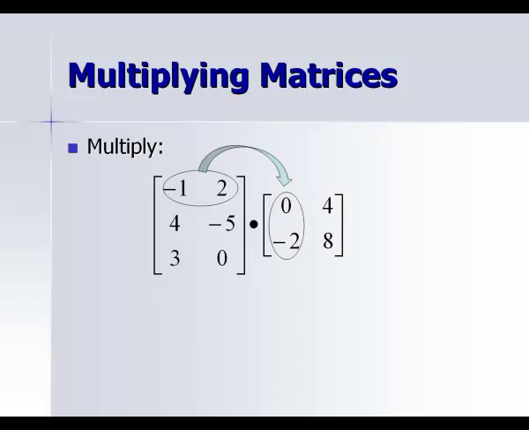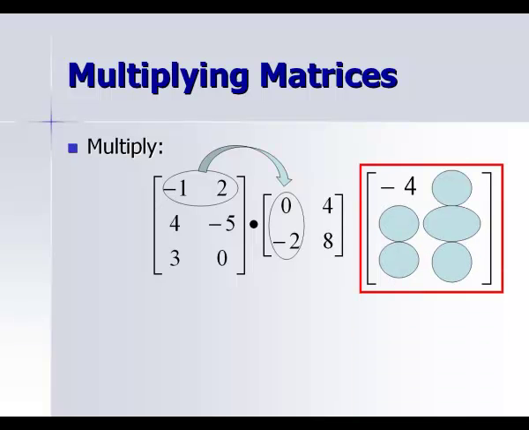We do row by column. The first row multiplied by the first column would go in the first spot of our answer matrix. -1 times 0 is 0. 2 times -2 is -4. And when I add 0 and -4, I get -4. So that's going to go in the first spot of my answer matrix.